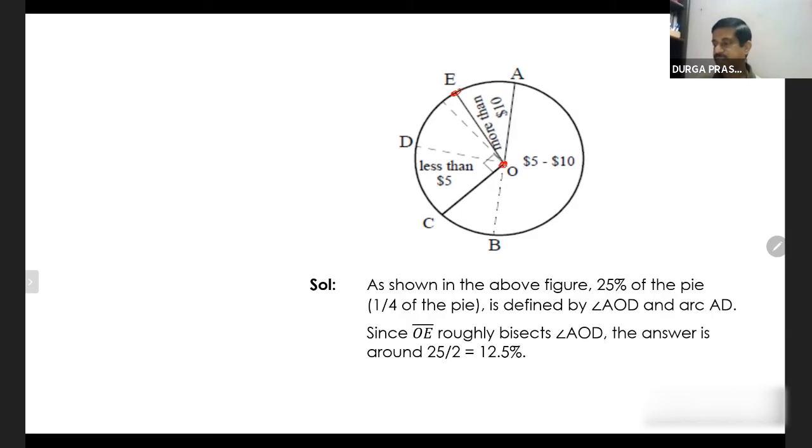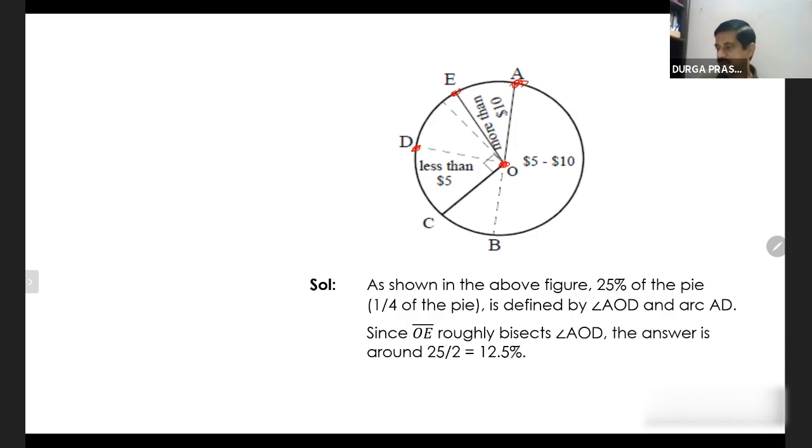That is OE. OE bisects AOD, so this is the thing. This bisects, so that means if I take 50% of AOD, that is enough.